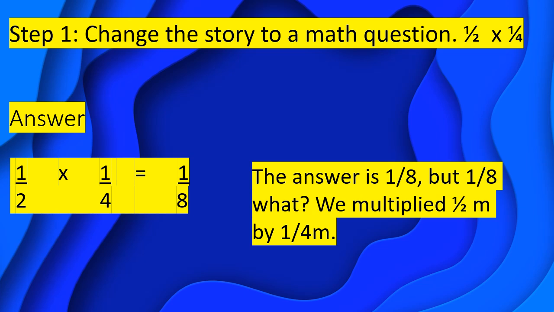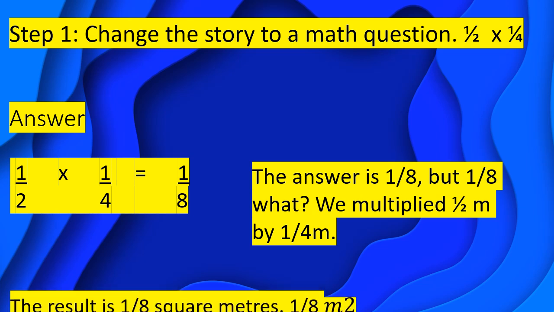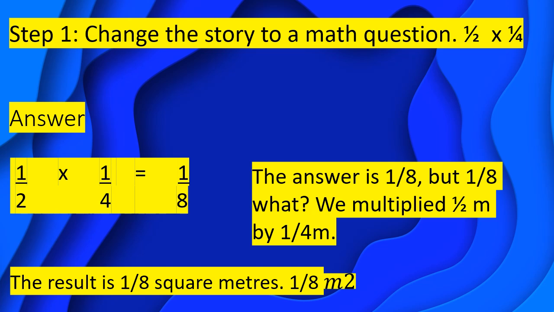But 1 by 8 what? We multiplied half a meter by a quarter of a meter. What is the unit of the new fraction 1 by 8? Is it meters? And the answer is no. The result is 1 by 8 square meters, which is written 1 by 8 m with a little 2.